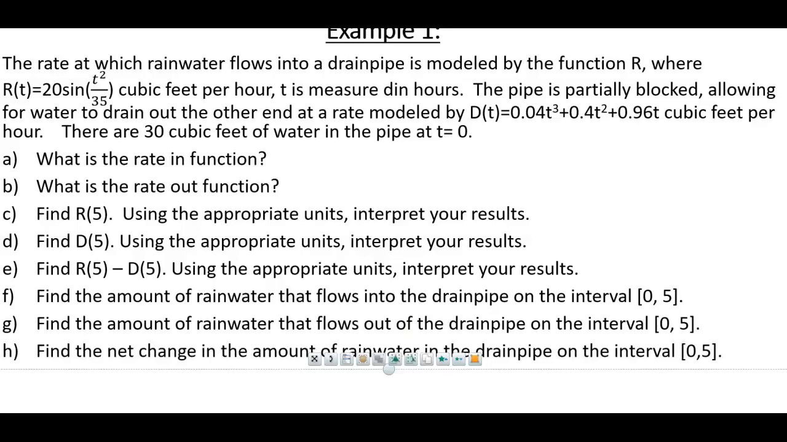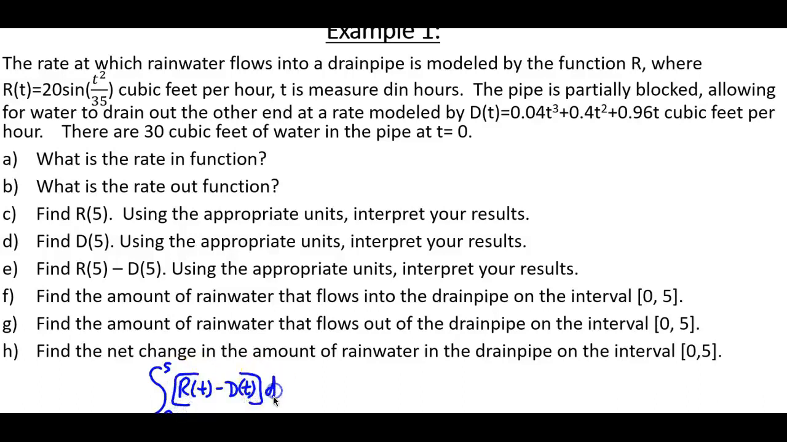Find the net change in the amount of water that went into the drain pipe. Now I'm going to do this problem in 2 different ways. One way is the formula method I shared with you. The formula method is to find your net change: you're going to integrate the rate in minus the rate out, which in this case is d.